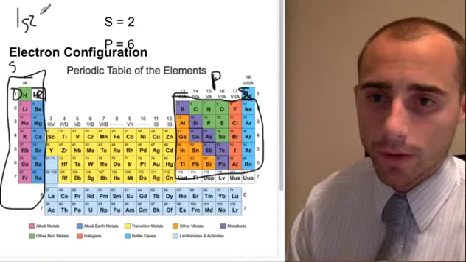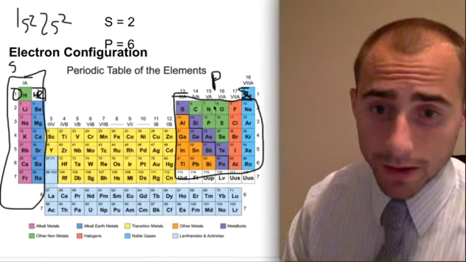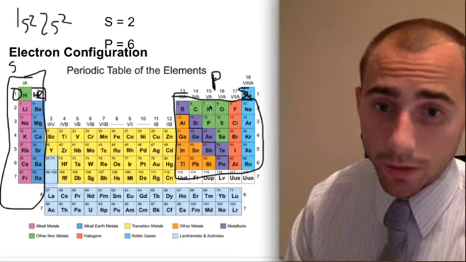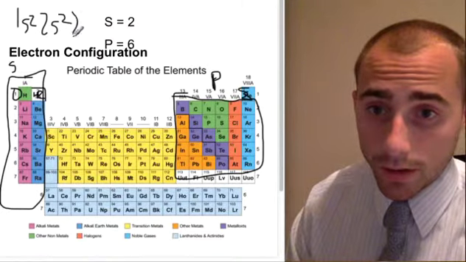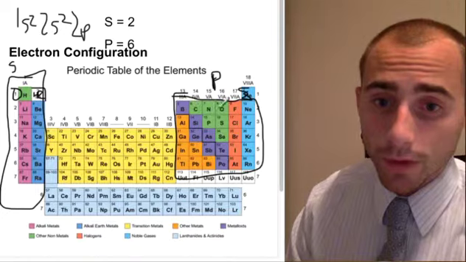2s1, 2s2, both our s's are full. We see oxygen. We're still in the second period. We're now in the P section, and it's P1, 2, 3, 4. So it's going to be period 2, section P, element number 1, 2, 3, 4.